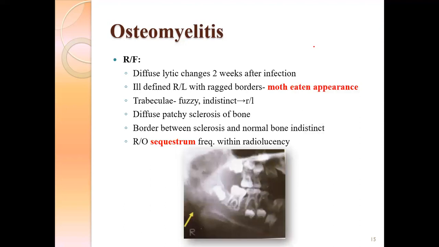The radiographic feature includes an ill-defined area of radiolucency, giving a moth-eaten appearance. The trabeculae will be indistinct, and also patchy areas of sclerosis can be seen. And the border between the sclerosis and the normal bone will not be clearly visible. And frequently there is sequestrum formation within the ill-defined radiolucency.